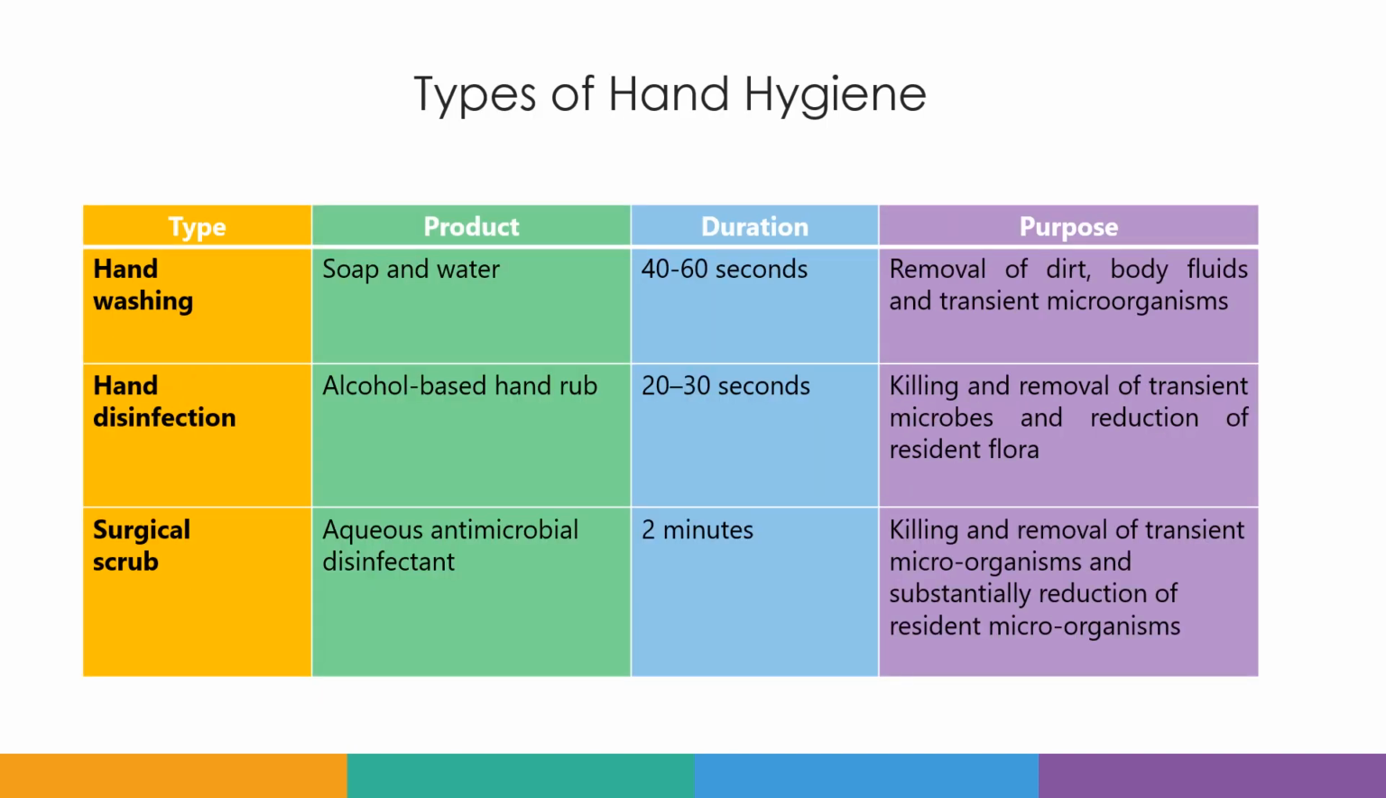The types of hand hygiene are hand washing, hand disinfection, and surgical scrub. Hand washing involves the use of soap and water. It is done over 40 to 60 seconds, and the main purpose is to remove dirt, body fluids, and transient microorganisms. Hand disinfection involves alcohol-based hand rub. The action is performed between 20 to 30 seconds, and it is able to kill and remove transient microbes and reduce resident flora. Surgical scrub involves the use of aqueous antimicrobial disinfectant. The action is over 2 minutes, and it is able to kill and remove transient microorganisms with substantial reduction of resident microflora.